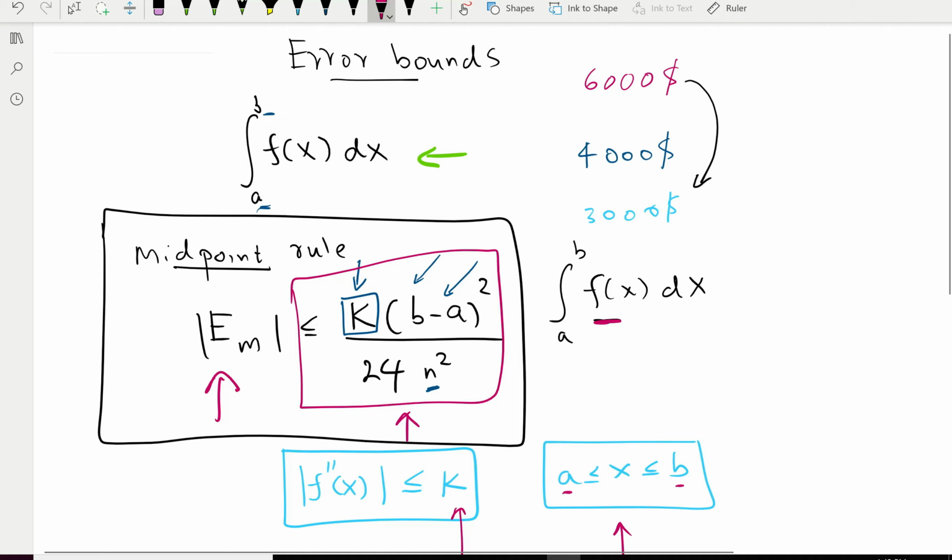You get an error estimation. So what happens here is that you not only estimate the integral value, you also estimate the error.